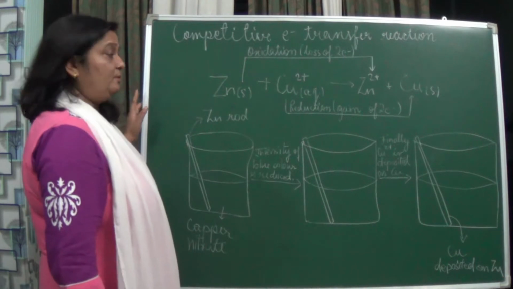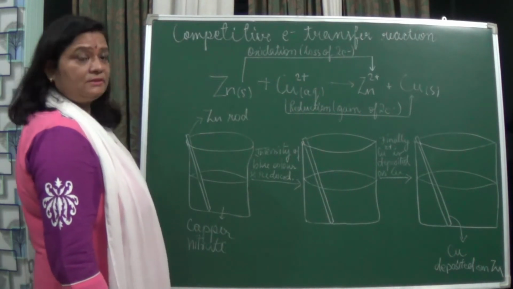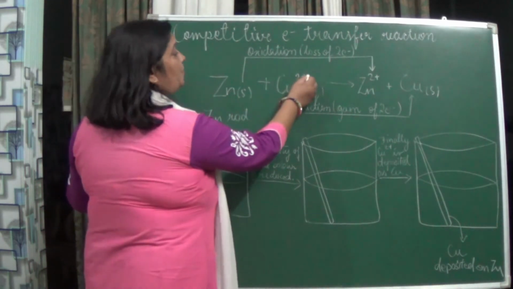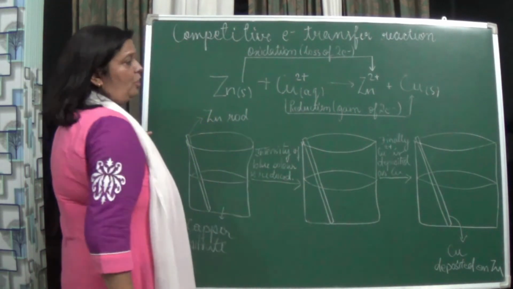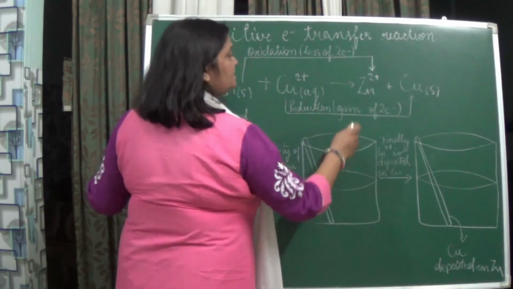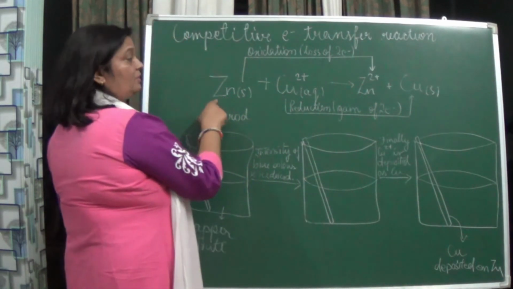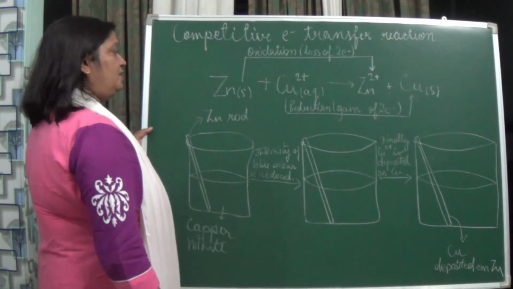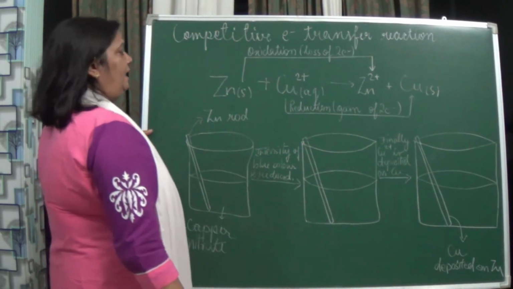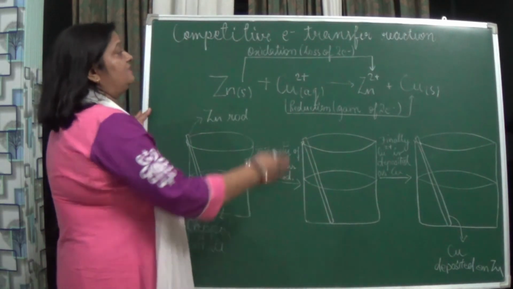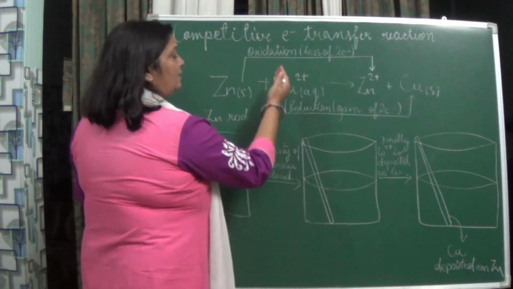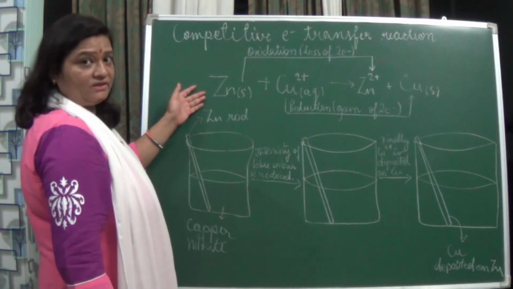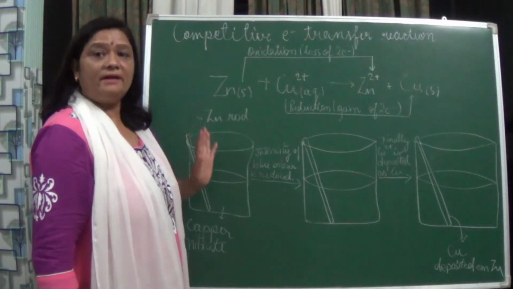Now let us study competitive electron transfer reactions. We will take an example to understand this topic. Here you can see a reaction on the board: zinc plus Cu2+, which means 2 electrons have been removed from copper, gives Zn2+ plus Cu. From zinc, electrons have been removed, and copper we get in the solid form. If electrons are removed, oxidation takes place; if electrons are added, reduction takes place. So in the case of zinc, oxidation is going on, and in the case of copper ions, reduction is going on.